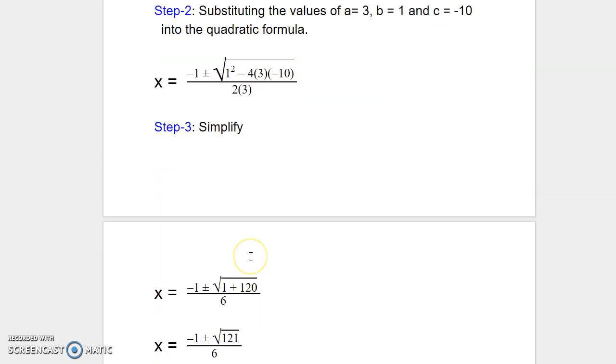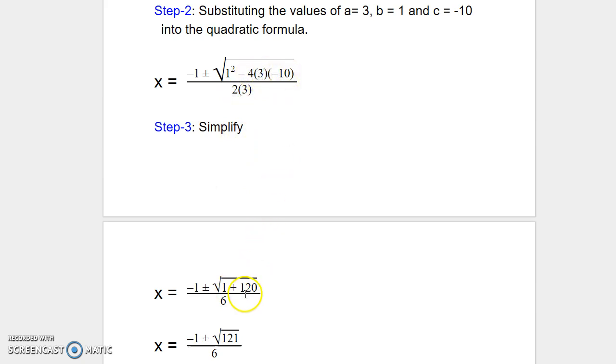So we have successfully substituted the values of a, b, and c into the quadratic formula. Now we're going to simplify them. Okay, let us see. Negative 1 plus or minus the square root of 1 squared is 1, and then negative 4 times 3 times negative 10. Negative times negative is a positive. 4 times 3 is 12.